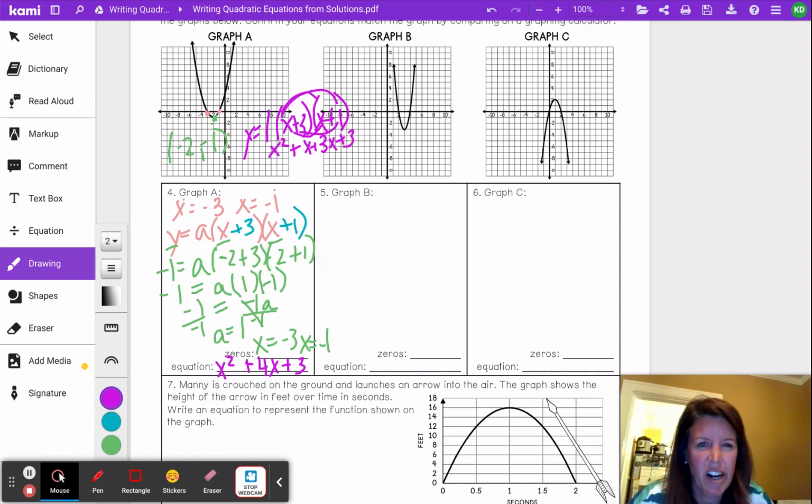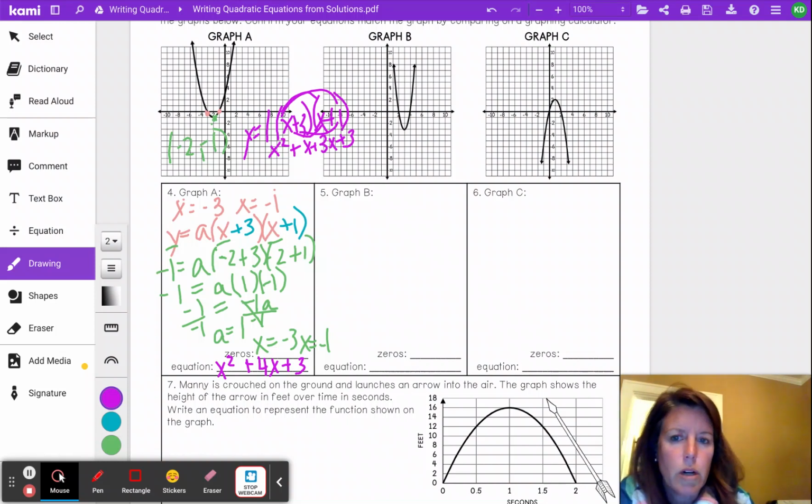I think I'm going to go ahead and do graph B with you. I'm going to let you all do graph C on your own. Graph B does have a leading coefficient that is not 1, so that's why I want to do this one with you. All right. So first thing, we have to determine our zeros.